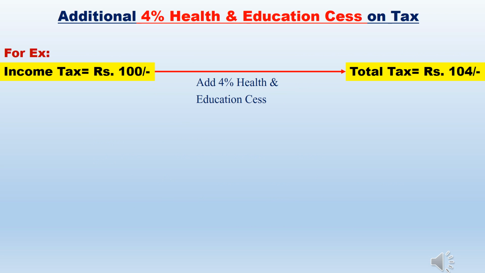Finally, on your calculated income tax amount, 4% health and education cess will be applicable. For example, if your tax amount is rupees 100, then you have to pay 4 rupees health and education cess. That is, your total tax amount will be 104 rupees.